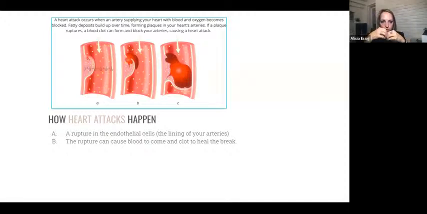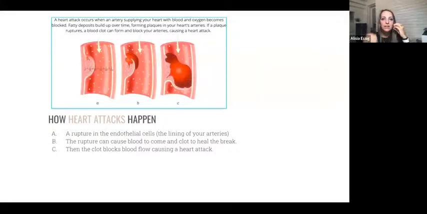And when the rupture happens, it can cause blood to come and clot to heal the break. Just like if I were to scratch my arm, that blood's going to come and clot it to heal the break. And normally that's great. Your body will heal it. It will be fine. And then that clot will kind of dissipate. But sometimes that clot ends up blocking blood flow, which can cause the heart attack. Or that clot can end up breaking free and causing a stroke, right? Especially if the clot's happening around those arteries in your brain.